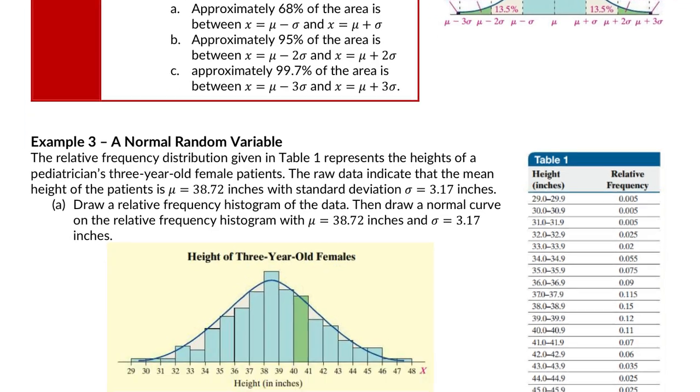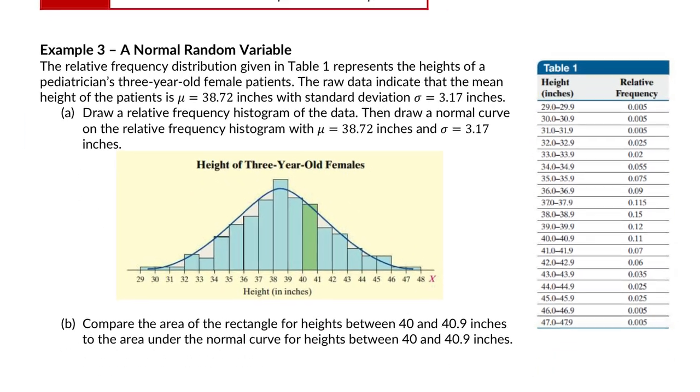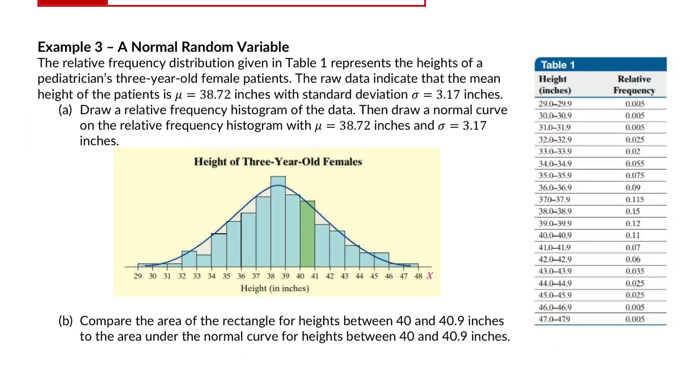Let's see how this works. Example 3 says, the relative frequency distribution given in table 1, so this is a relative frequency. That means when we surveyed, however many people we surveyed here, 0.005 of them had this height. What are these, babies? Yeah, 3-year-old females, there it is. So we have a frequency distribution here.